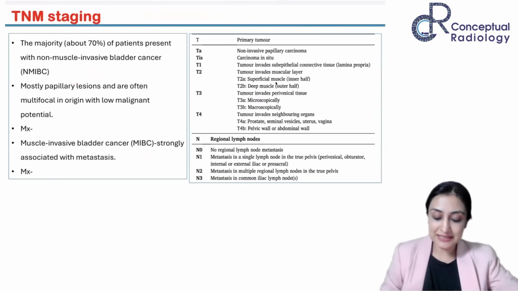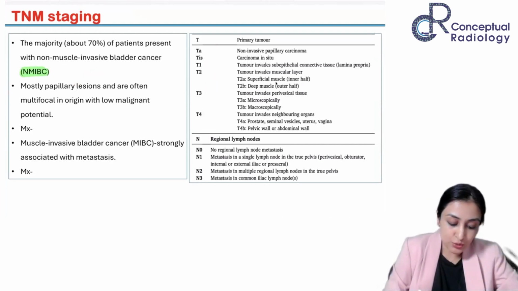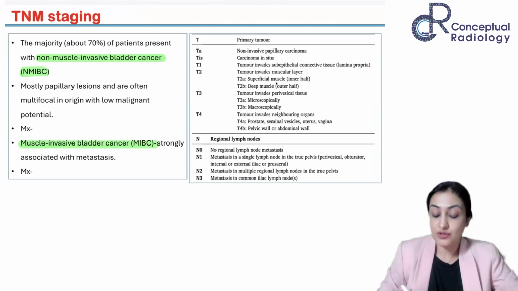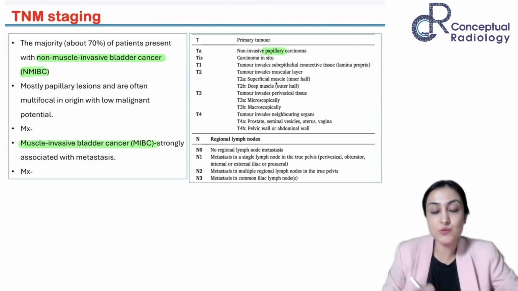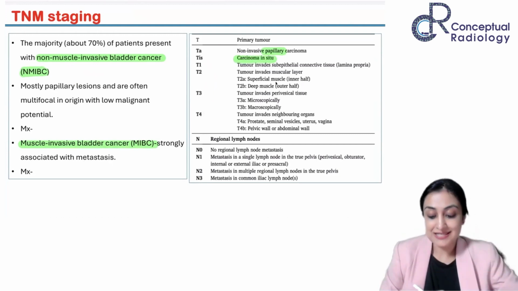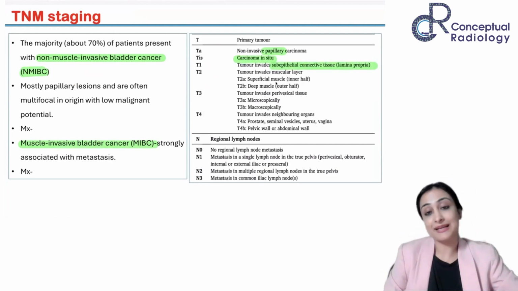Okay, so basically the TNM staging is here, but what we really need to remember is two types. So we have non-muscle invasive bladder cancer and we have muscle invasive bladder cancer. So now look at TNM and we corroborate the two things. So TA is non-invasive papillary carcinoma. So this is where you have a papillary growth without any sort of invasion into the wall of the bladder. TIS is carcinoma in situ and T1 is where it involves the lamina propria.